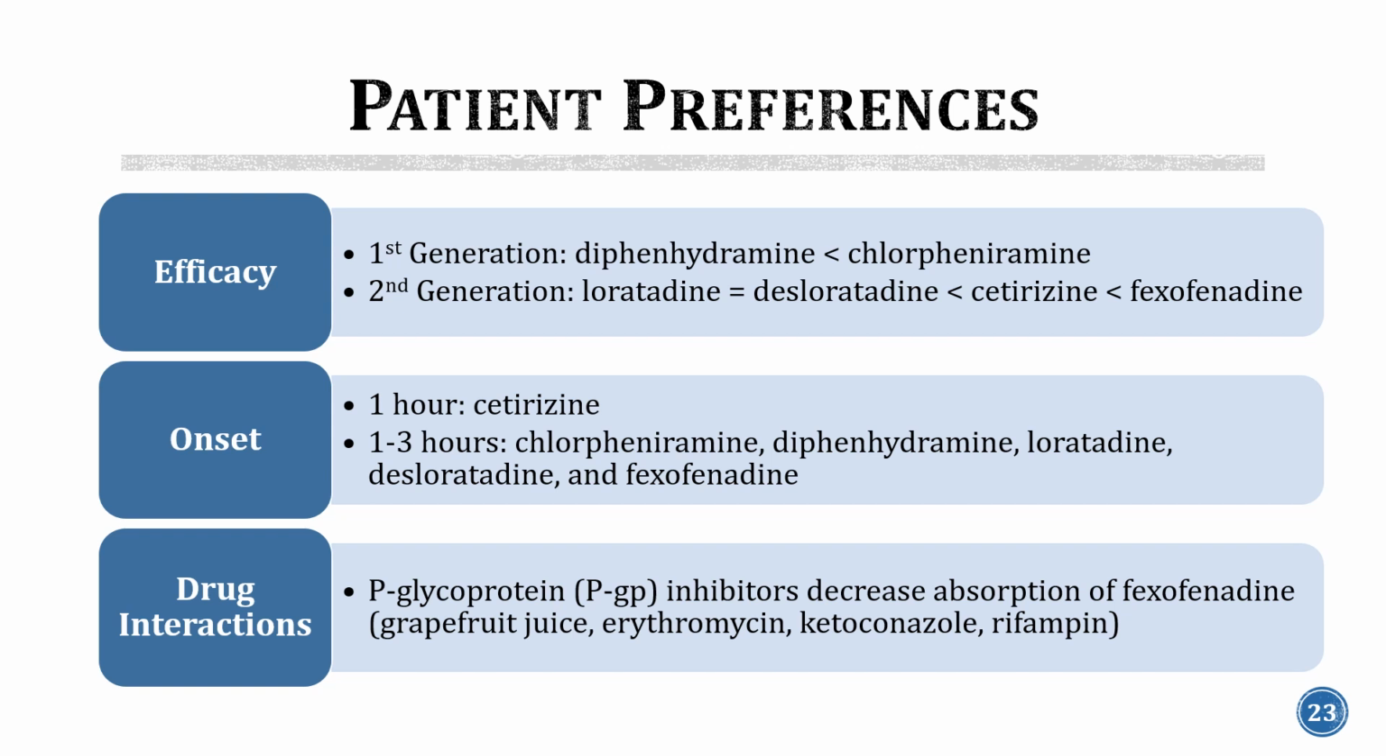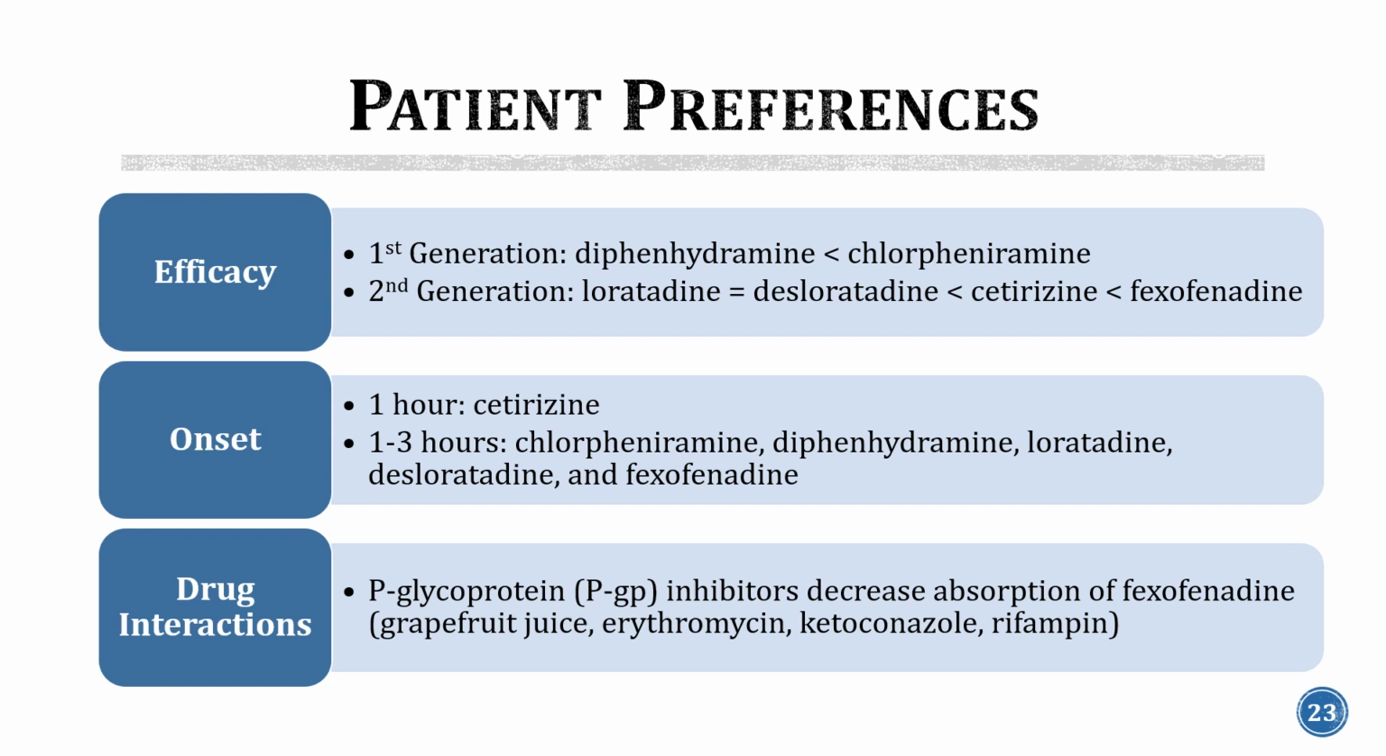So when we compare first versus second generation, like I mentioned, first generation is going to be the most effective. Diphenhydramine is more effective than chlorpheniramine, but chlorpheniramine is less sedating. For the second generation medications, loratadine and desloratadine have an equal effectiveness. If those don't work, we go on to cetirizine or fexofenadine. However, patients usually state that they've tried all of them and maybe one of them works better than the others. So each patient might have a different response. It's always important to individualize based on what they've said their medication history is and what works best for them in the past.